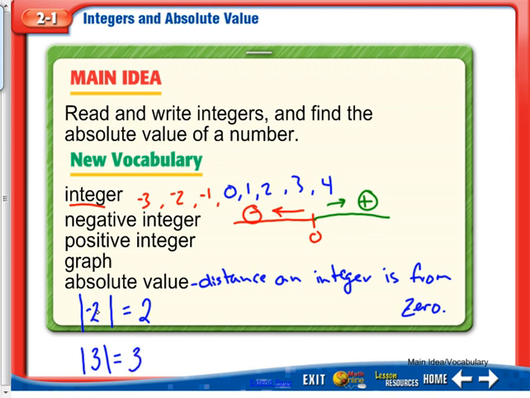So it's not like we're taking the opposites of the numbers. The absolute value of -2 is 2. The absolute value of 3 is 3. So we're not taking opposites. We're just saying what is the distance that it is from 0. And these symbols here, you would read this as the absolute value of -2. That's how you read these symbols.